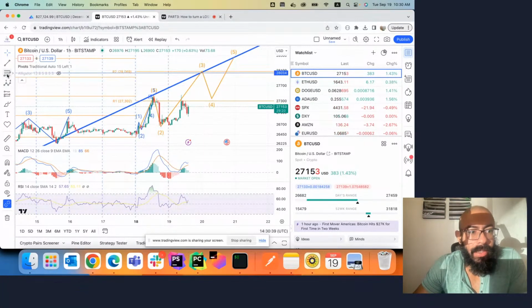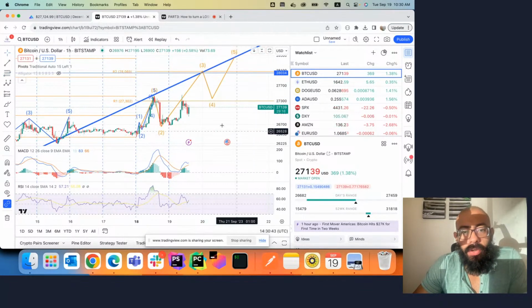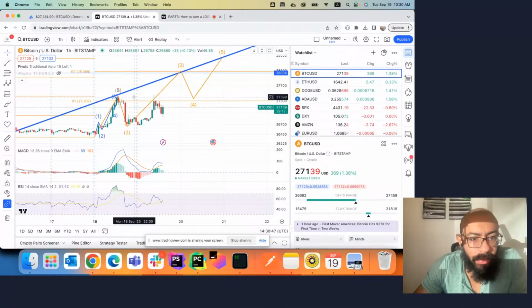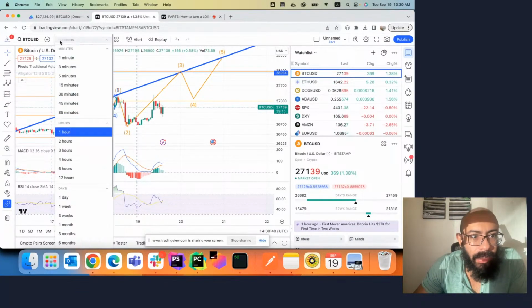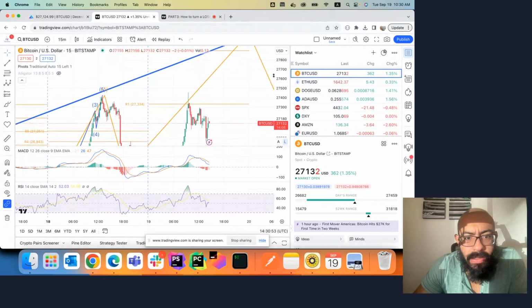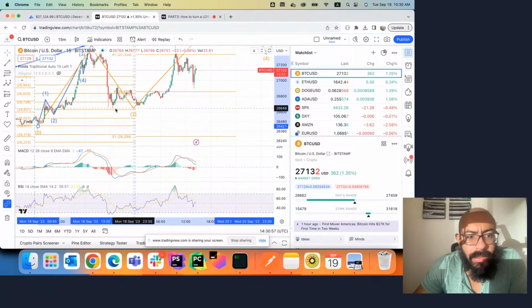How did I come up with 28K? By the Fibonacci. It's around 0.68. Okay, so what if it actually breaks that level, which is the one? This is the one. If I come here to 15 minutes, it will make more sense. Let's see. Because that was a consolidation, I would ignore that part.